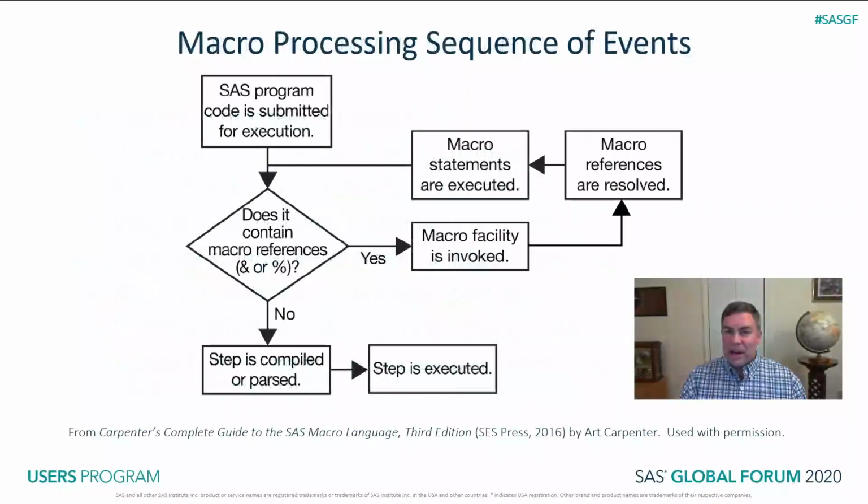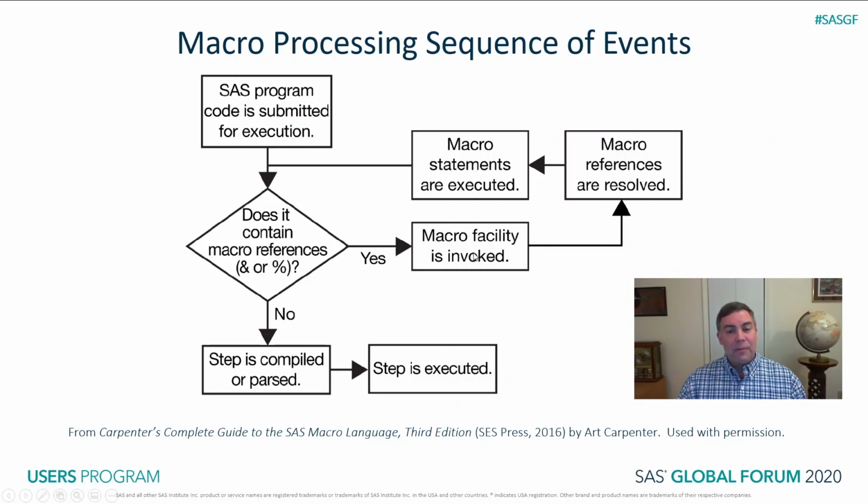Here's a diagram that might be helpful for explaining this. Now, this diagram came from Art Carpenter's excellent book, A Carpenter's Complete Guide to the SAS Macro Language, and I think it's pretty helpful. As you can see here, we submit our SAS code at the top left of the diagram, and this is sort of a flowchart representation. So we go down and say, does it contain macro references? That's the % and ampersand triggers.